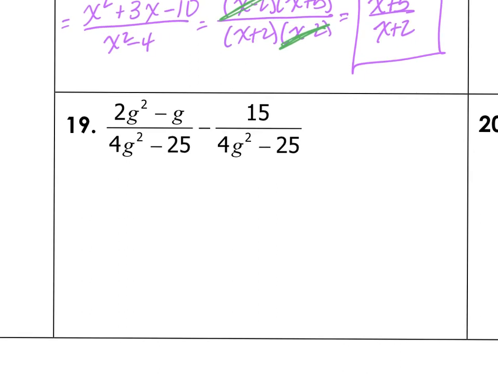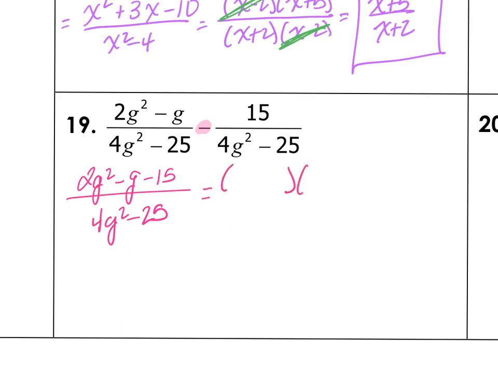All right. So this is a subtraction problem. So I've got 2g squared minus g minus 15 all over 4g squared minus 25. Okay, so let's talk about this problem. Well, I know the top is going to factor into this. And the only thing that multiplies by 2 is 2 and 1. So I know I'm going to have a 2g and a g. And then 15, let's see if we can do the bottom.